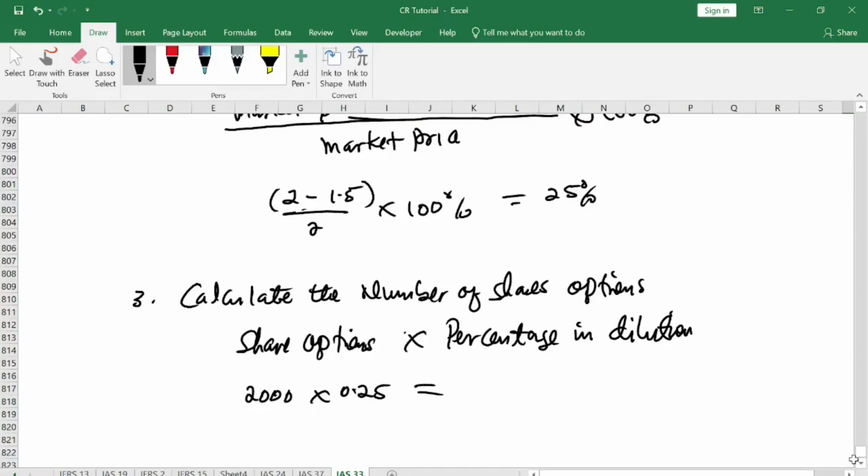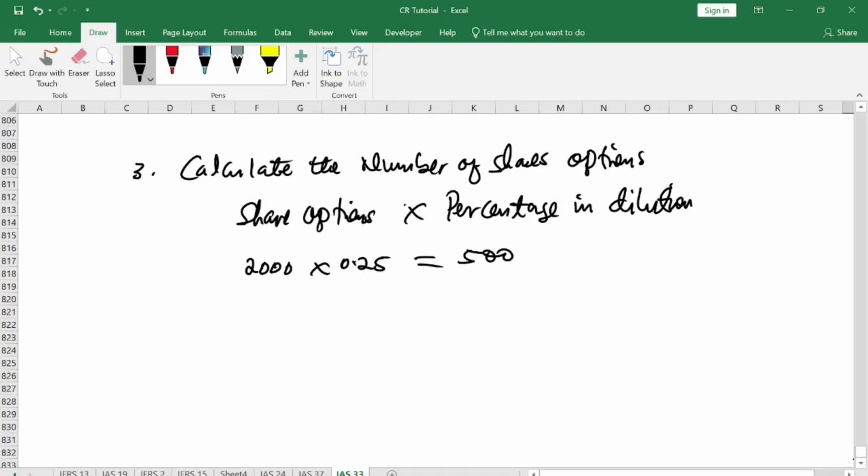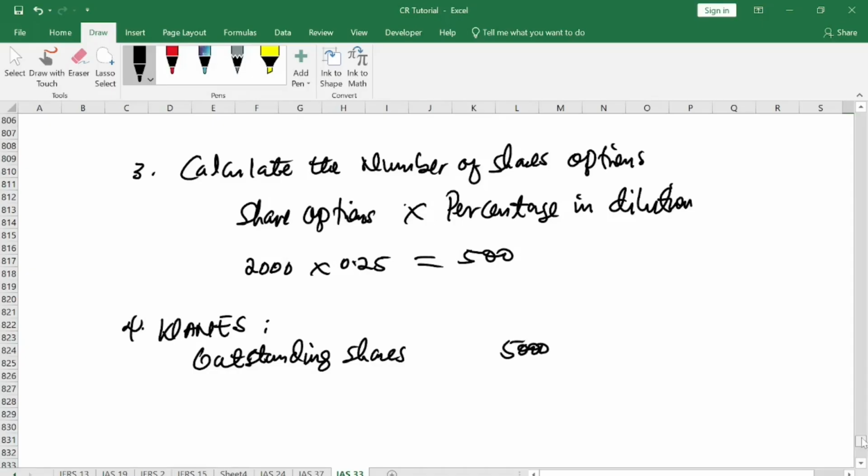So how much is it? You have 2,000 multiplied by 0.25. That gives you 500. So this is 500 shares. You've converted the share options into shares. That's the meaning. So step 4, find your weighted average number of shares. First, you find the outstanding shares. The outstanding shares in the question is 5 million.